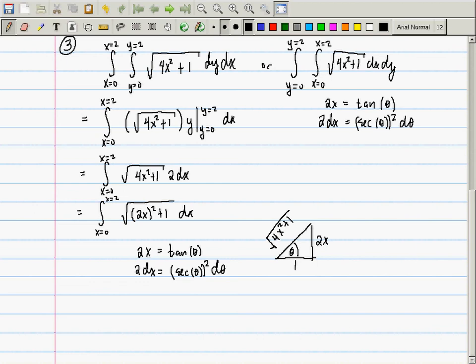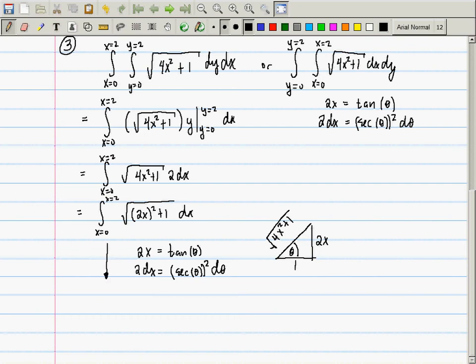Because x is between 0 and 2, which means that 2x is between 0 and 4. Right? So 2x is some quantity which is non-negative. If x could be negative, then I may need to consider drawing a triangle in the bottom right quadrant instead of the top right quadrant. But at any rate, doesn't matter here. So does everybody remember these things so far? Okay?